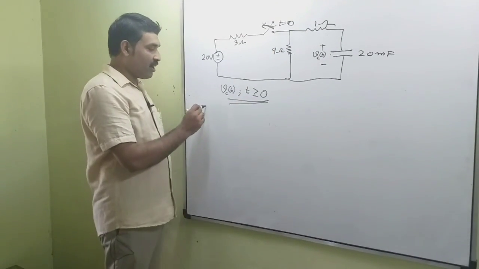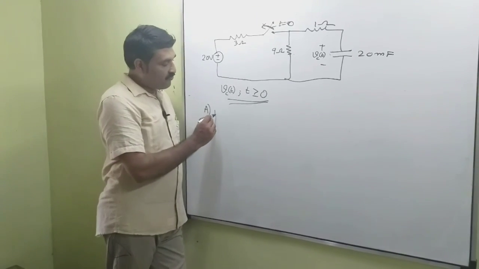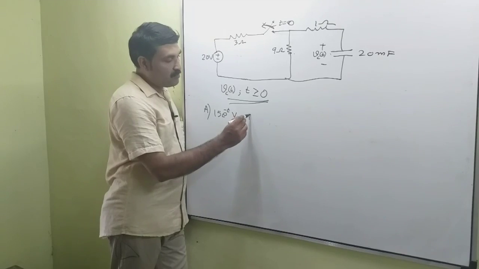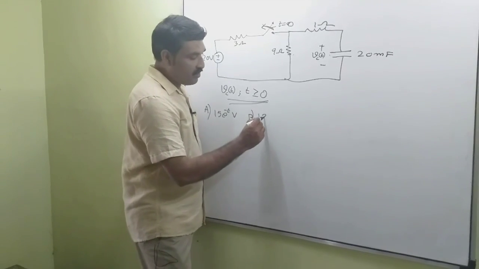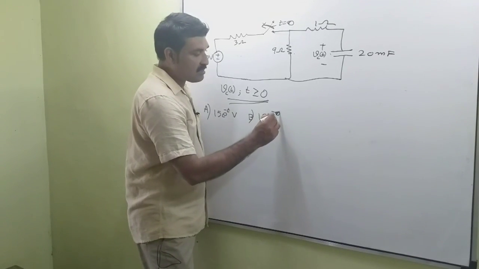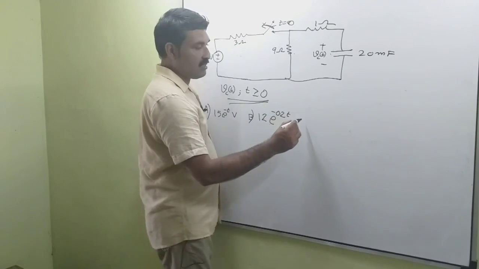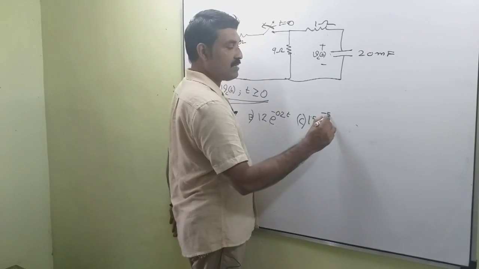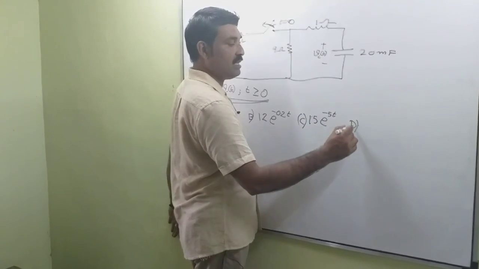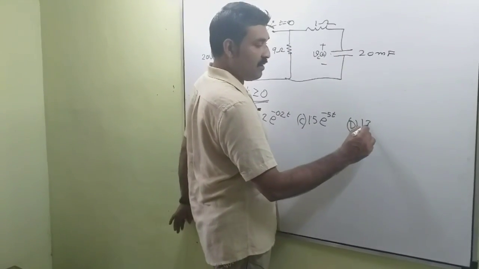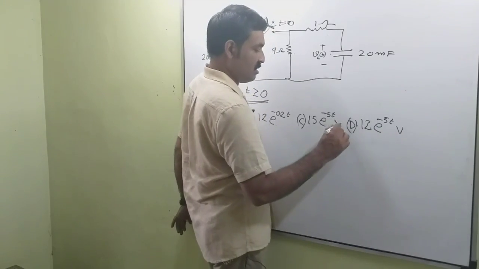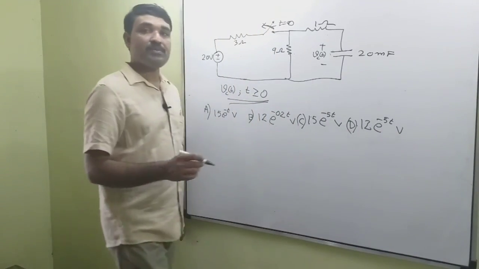So choices are given. A is given 15 into e raised to minus t volt. Choice B is given 12 into e raised to minus 0.2 t. Choice C is given 15 into e raised to minus 5t, and choice D is given 12 into e raised to minus 5t. These all are in volts. Okay, these are the options given.